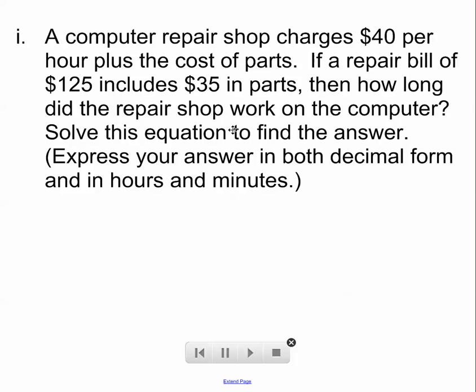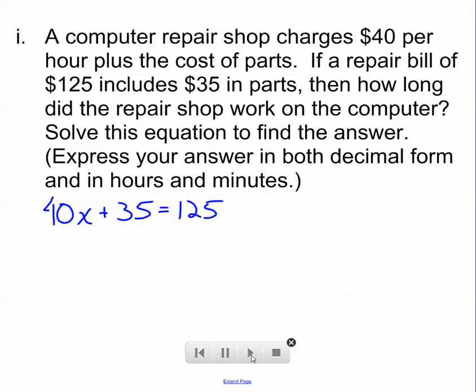A computer repair shop charges $40 per hour plus the cost of parts. If a repair bill of $125 includes $35 in parts, then how long did the repair shop work on the computer? Solve this equation to find the answer. I didn't give you the equation. Here it is. $40 per hour plus $35 is going to equal $125 that they got charged. We're going to express our answer in both decimal form and in hours and minutes.